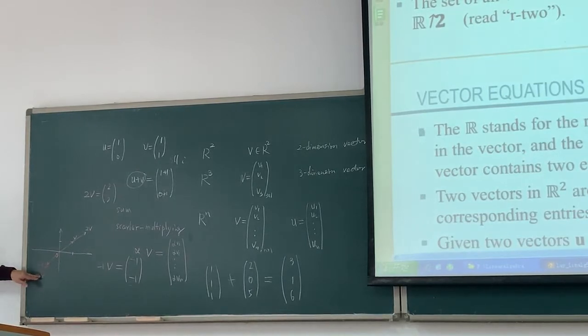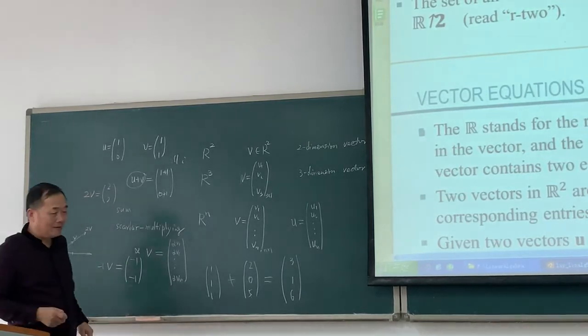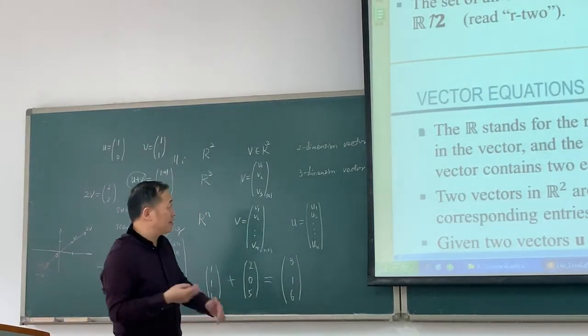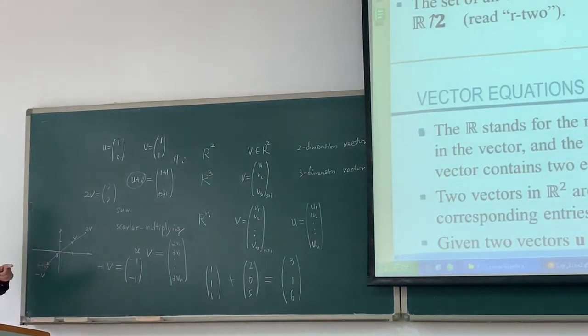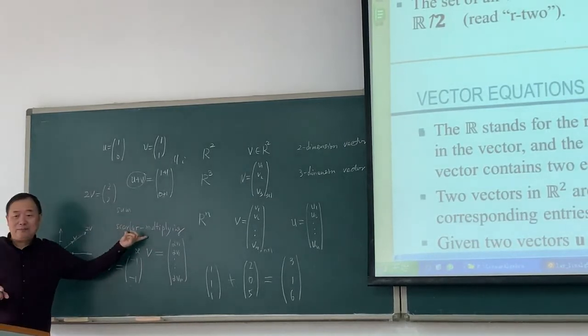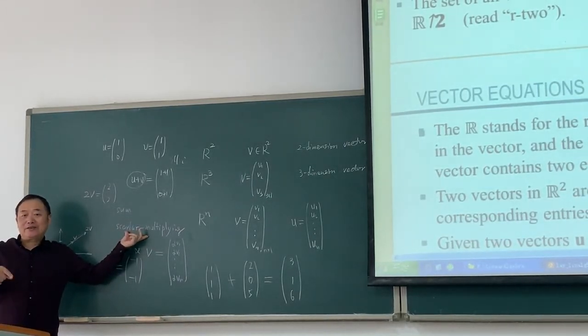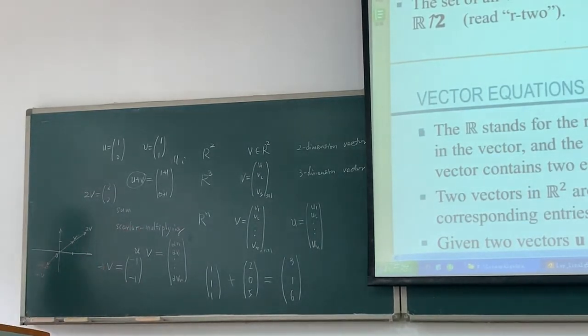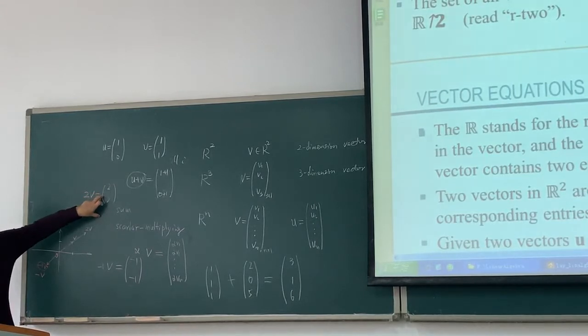This vector is in the negative direction. For vectors, we define two operations. One is the sum, which means a vector plus another vector. And another operation is scalar multiplication. This means use a number r times a vector. Understand? These are two different things. Okay.